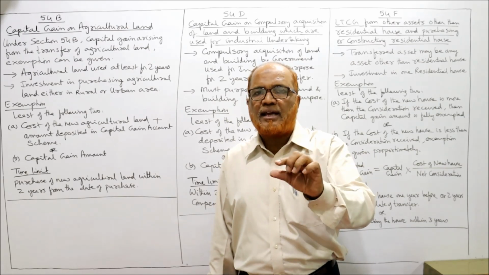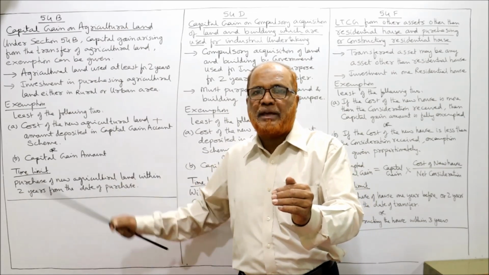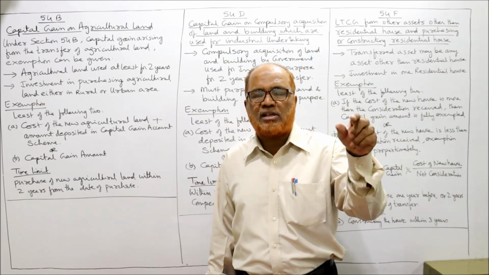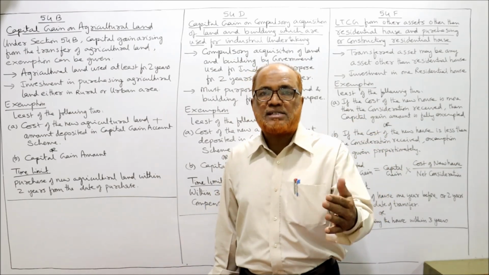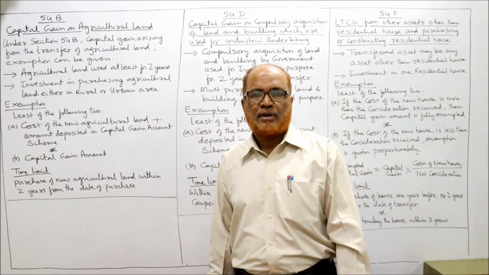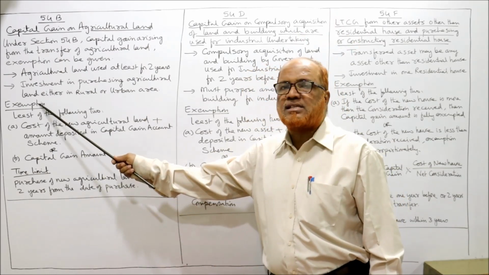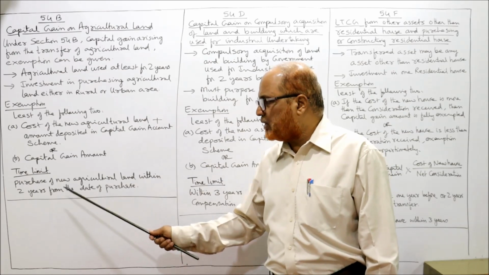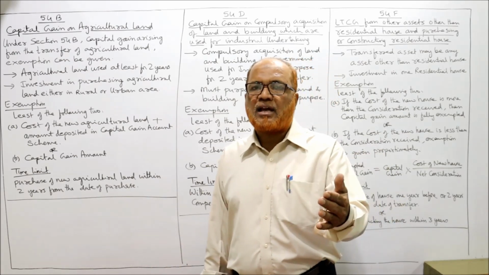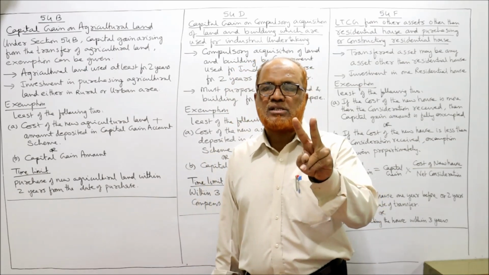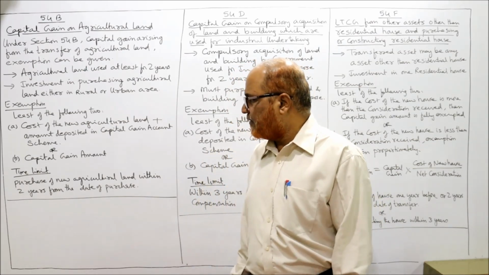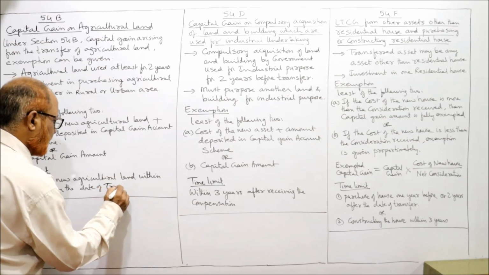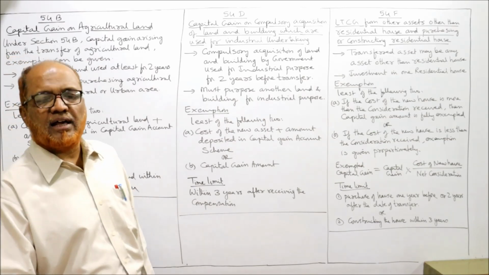After calculating capital gain, we have to deduct the exemption under section 54B. So for giving the deduction, we have to make the calculations. We have to see what is the cost of the new land and what is the amount deposited in capital gain account scheme, or what is the capital gain amount. Already we got it. Whichever is least of these two is the exemption given under section 54B. And the time limit is the purchase of the new agricultural land within 2 years from the date of transfer. From the date of transfer. That's all. These are the provisions regarding 54B.